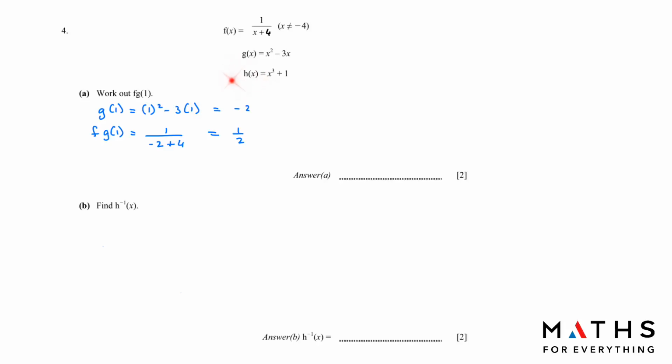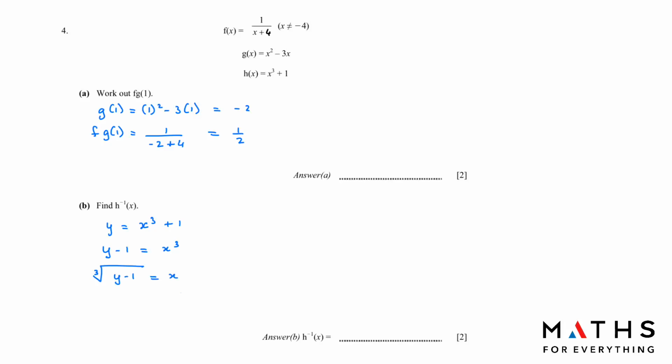The first thing, h of x, you will write it as y is equal to x cubed plus 1. You have to make x the subject. We are going to shift the 1 to the other side. So y minus 1 is equal to x cubed. And this is a cube. If you want to remove the cube, you will have to cube root y minus 1. This is a cube root of y minus 1 is equal to x.